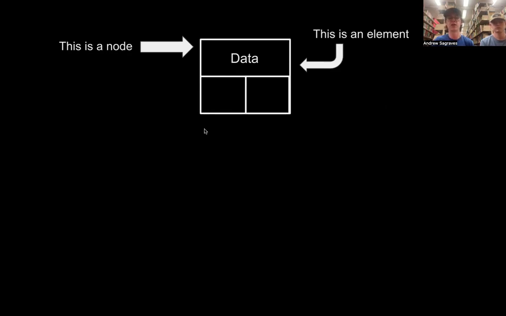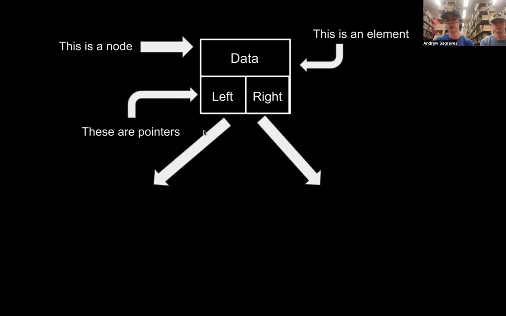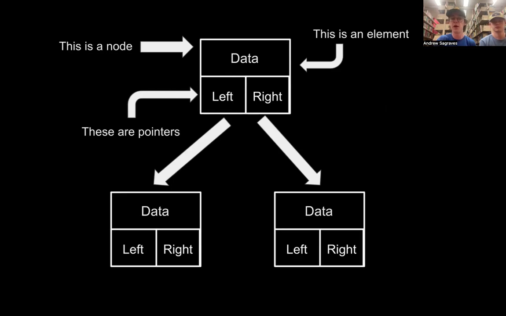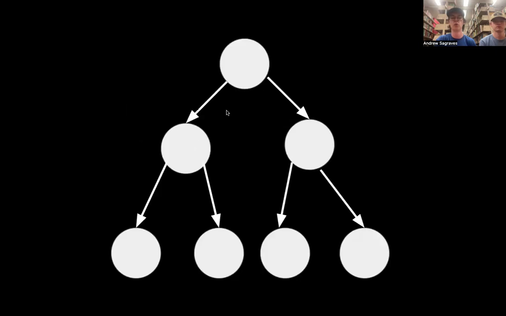Okay. Next up, we have two pointers. Right now, remember what a pointer is. A pointer is simply a very special data type that points to the memory address of something else, right? Now, what do these pointers point to? They point to other nodes, right? And these nodes are going to point to other nodes and so forth. It's going to end up looking something like this, right?